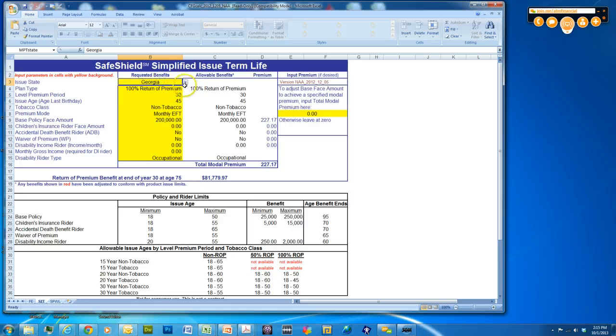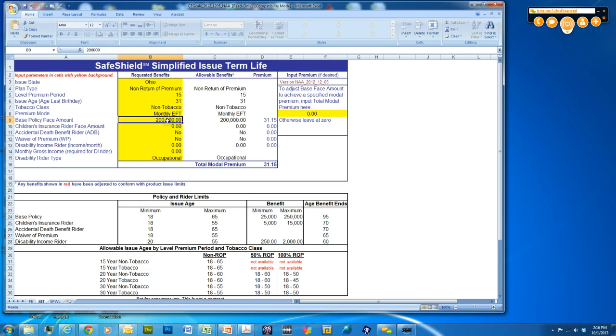So let's, they're in Ohio, so I'm going to pick Ohio. Okay, now I'm going to just do a stripped down version of this for him. I'm going to do the non-return of premium, and then I'm going to do it for 15 years because that's what they got. His issue age, last birthday is 31. He's a non-smoker. I want to quote monthly.